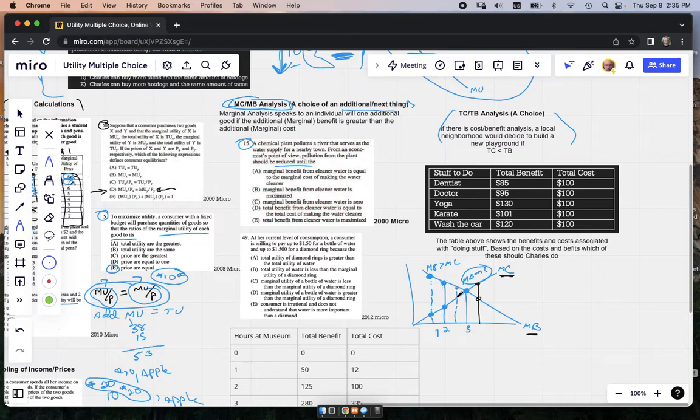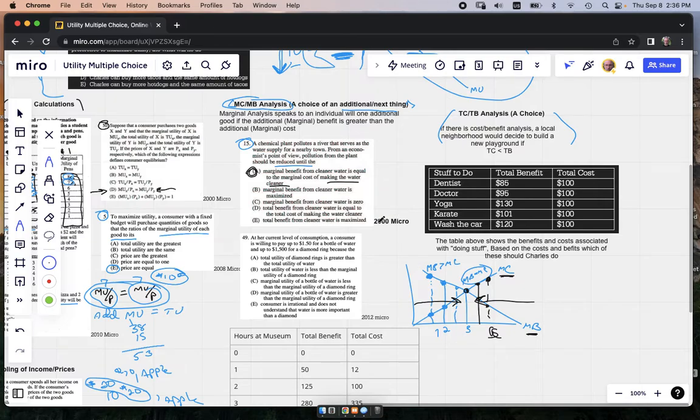As long as the benefit is greater than the cost, we will keep producing or consuming. If we're on this side, we want to do less of this because we never want our cost to be greater than the benefit. This is our sweet spot, and we'll get as close to that sweet spot as possible without going over. So we would want the marginal benefit to equal the marginal cost of making the water cleaner.